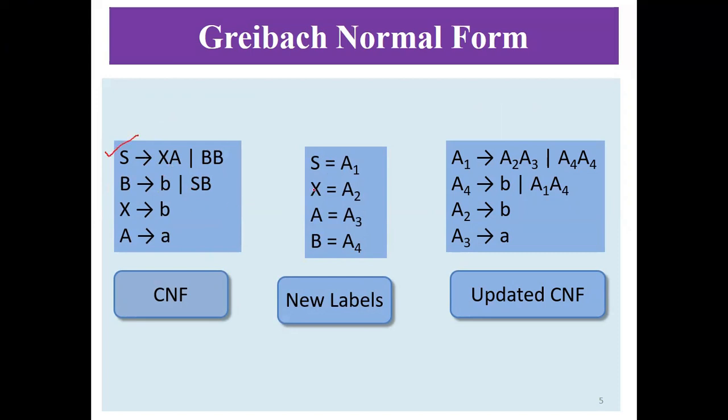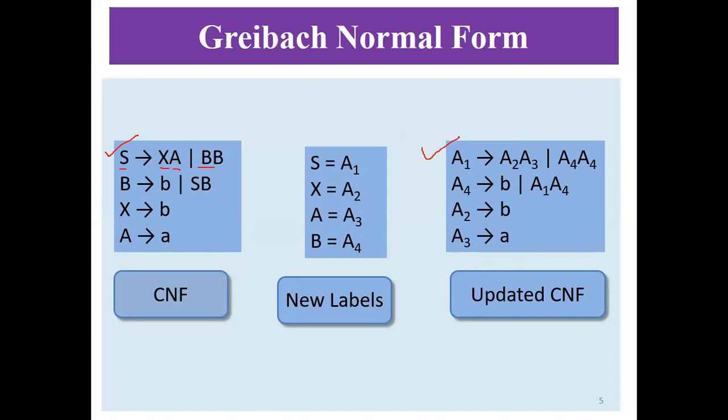The next thing is to name the variables from 1 to N. I am naming S as A1, X as A2, A as A3 and B as A4. Likewise, I am naming the variables, that is the non-terminals. Now the updated CNF will be A1 tends to A2 A3. Here I am naming all the variables in ascending order. So after naming the variables, the grammar becomes like this.